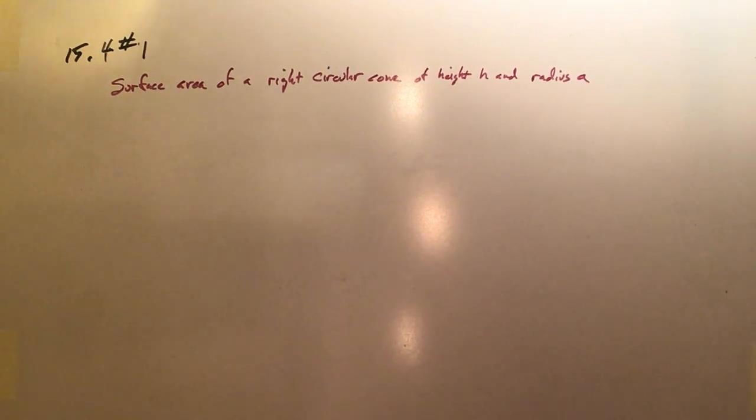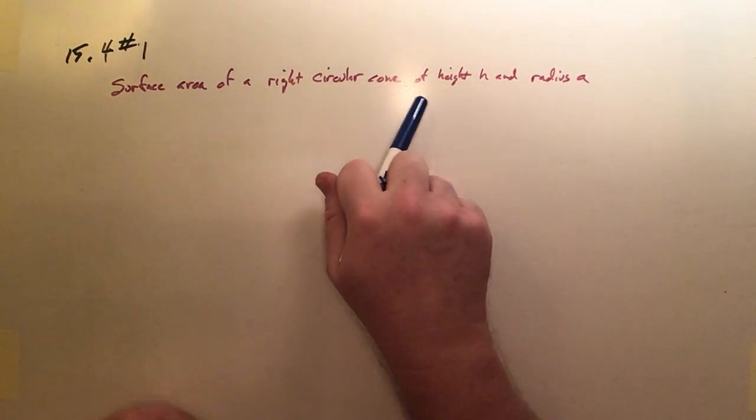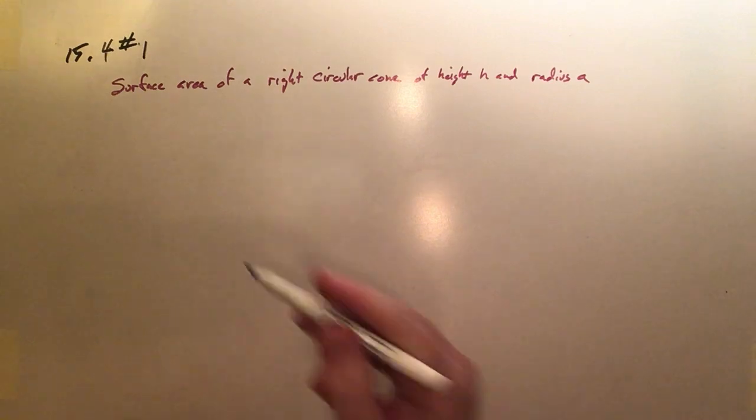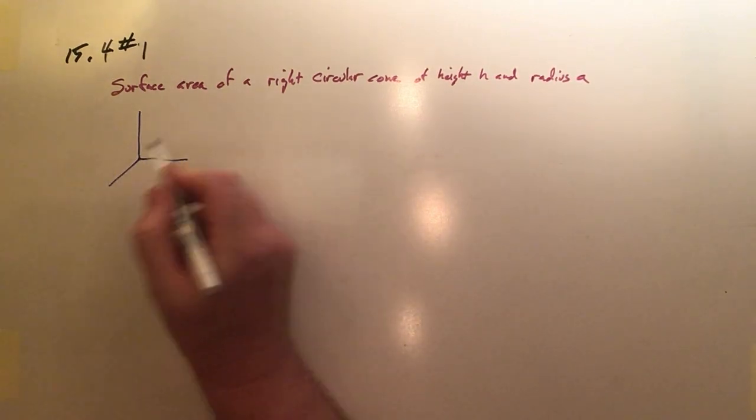Okay, this is 15.4, number 1. We're doing surface areas. We want to find the surface area of the sides of a right circular cone of height h and radius a. So let's draw it so that we can actually figure out what function to use for this.